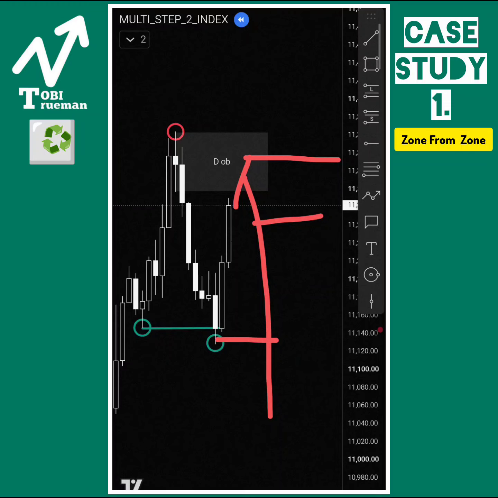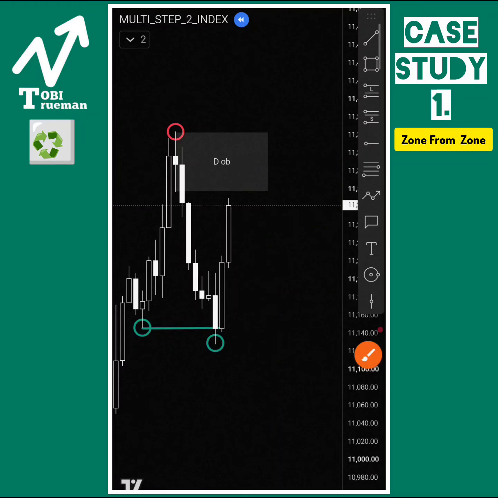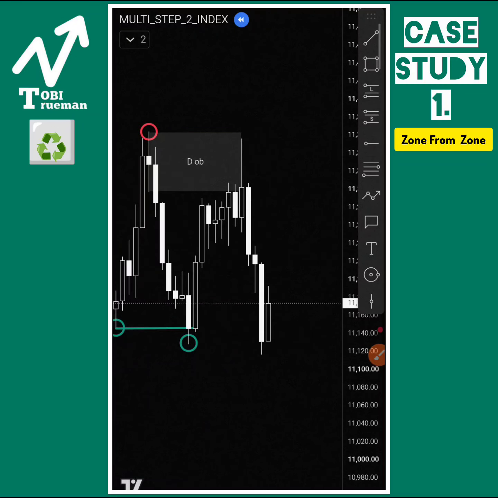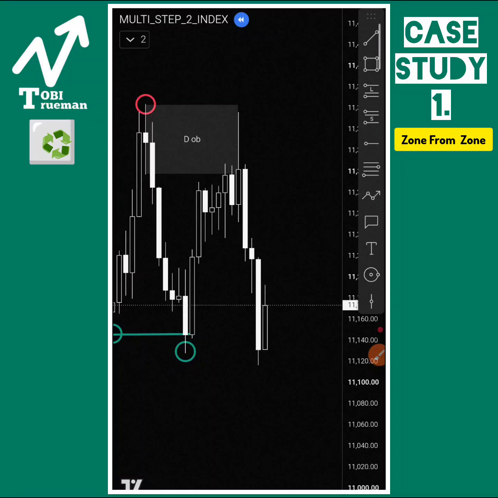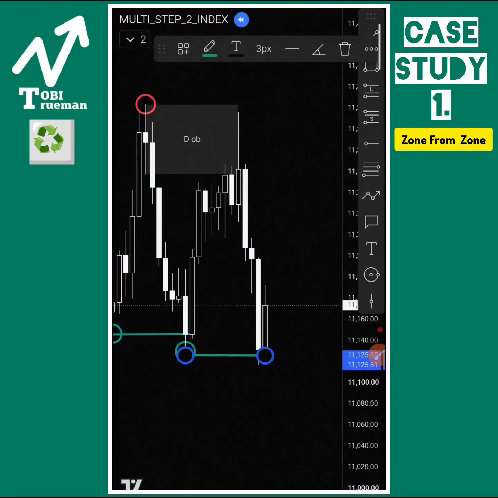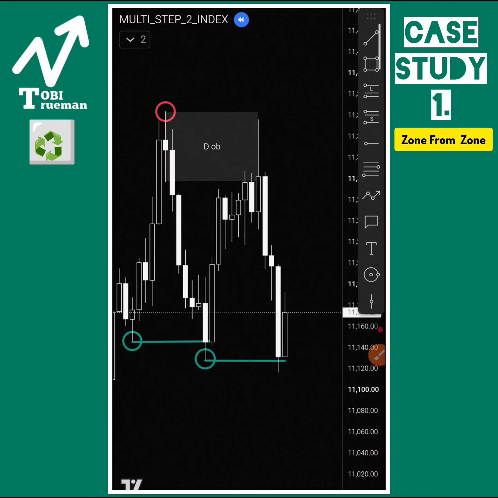Then we can say that the strategy we are looking for will be valid. So without much talking, let's go into it. Let's play it out and see what price will do. You can see what price did here. Price has taken out this low again. It took out the first low, and the second low has been taken out.